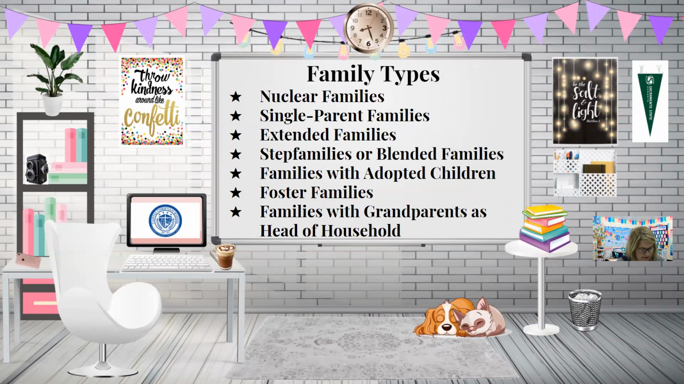So let's talk about family types. There's lots of different family types, and we're just going to talk quickly about each one and a few of their characteristics. So nuclear family is two parents and their biological child or children who live together. Those are a nuclear family. Single parent family is made up of one parent and his or her child or children.